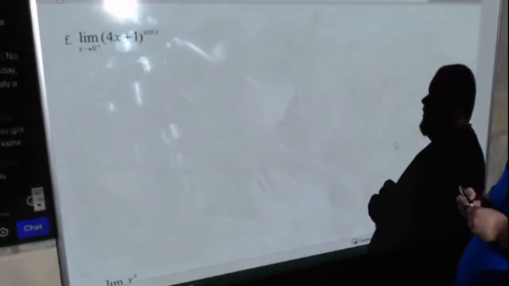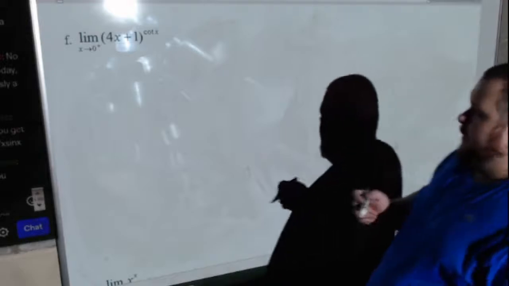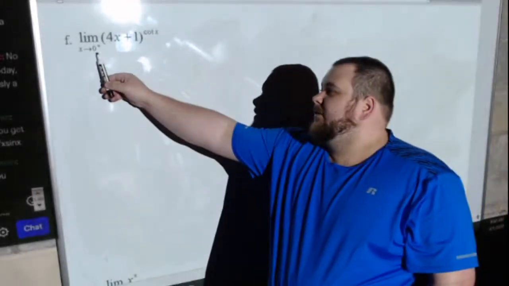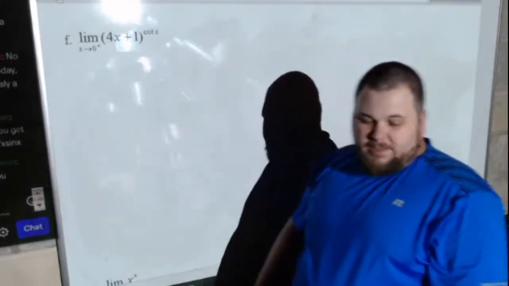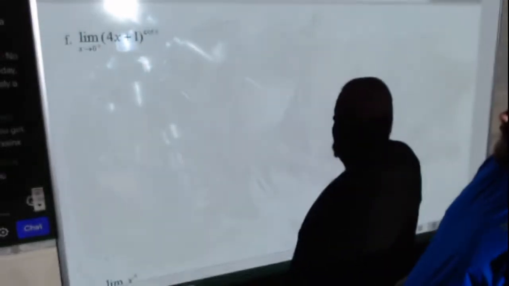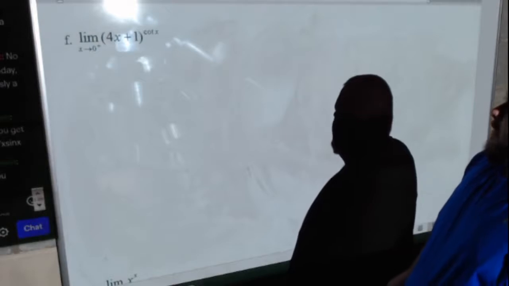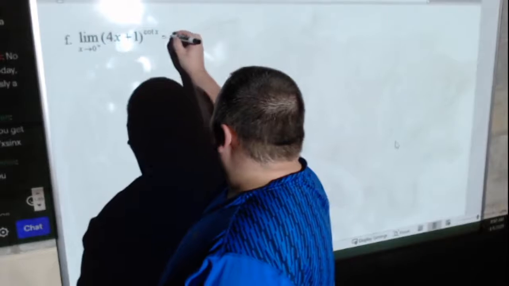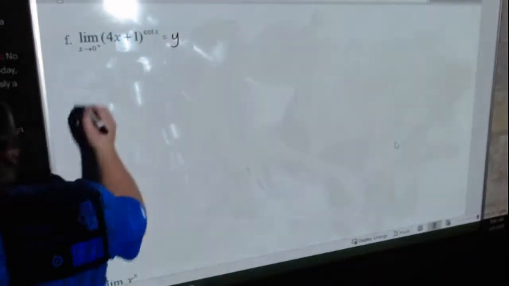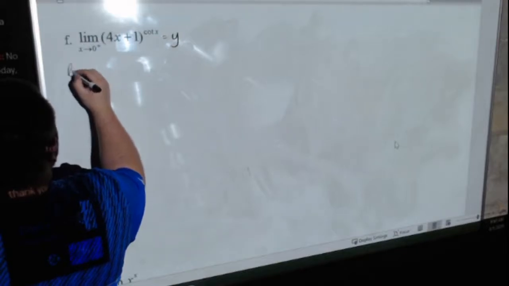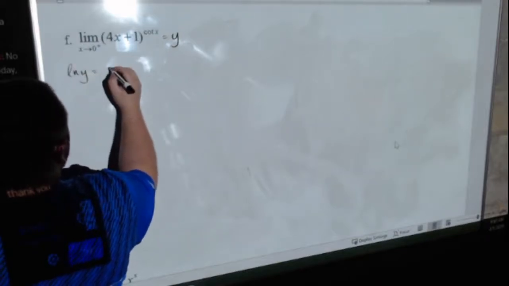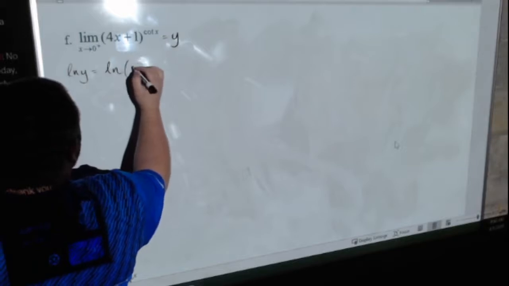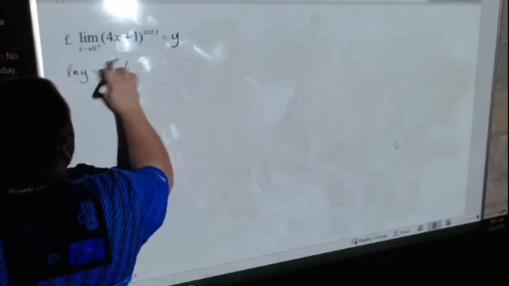All right, same type of problem. Notice this does say to 0 from the right. Not a big deal. When you do direct substitution, you would still plug in 0. So I've got to do the same thing. I'm going to call this y, and I'm going to take the natural log. Put the limit in front.